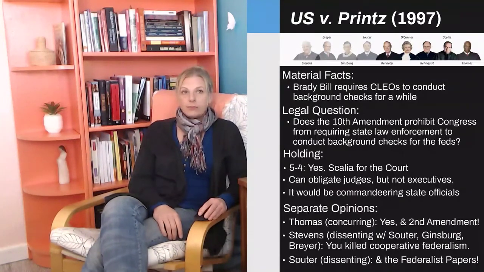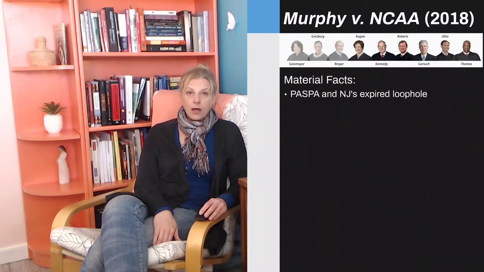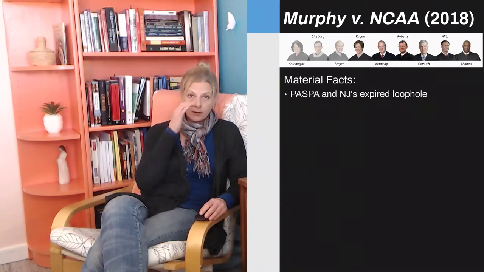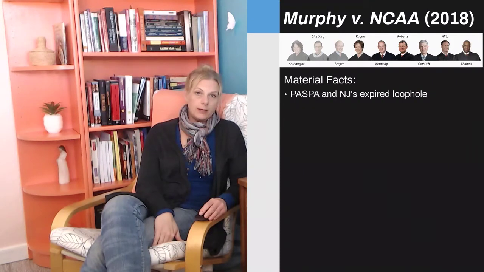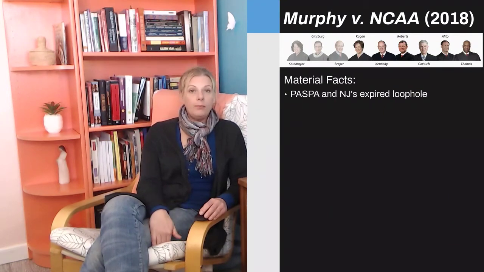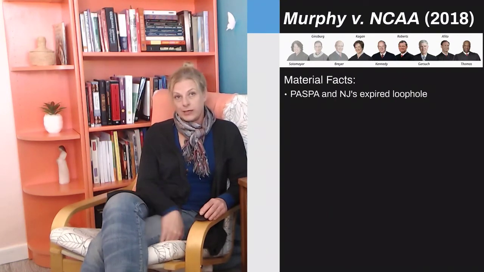Now, this isn't the end of it. We actually have a very recent case having to do with the anti-commandeering doctrine. This is Murphy versus the NCAA in 2018. This case has to do with a law from, I think, the early 90s. And this law has essentially banned professional and amateur sports betting in all but a few states, Nevada included.